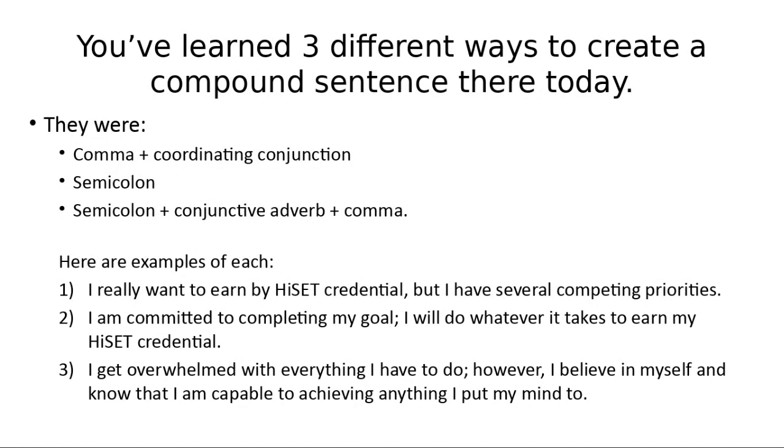So here is an example of the comma plus a coordinating conjunction. I really want to earn my HiSET credential, but I have several competing priorities. Absolutely. Switch colors. Number 2 example right here. When you just put a semicolon in the middle, I am committed to completing my goal; I will do whatever it takes to earn my HiSET credential.